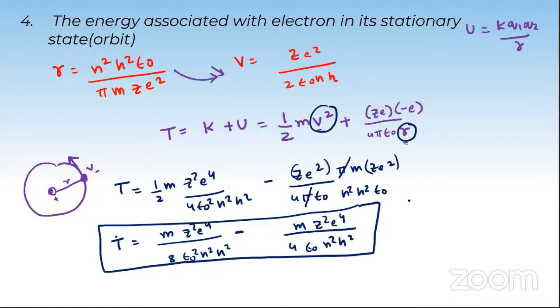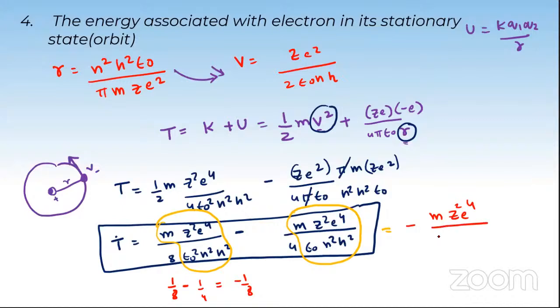This is the formula for total energy. But if you notice very closely, very slowly, many things here are constant. This whole term here is very similar to this term. There is no change. They are exactly the same. So I'll take this as constant and bring it outside the bracket. If I bring them outside the bracket, I'll be left with 1 by 8 minus, here, 1 by 4. What is 1 by 8 minus 1 by 4? It becomes minus 1 by 8. So the final answer of energy is minus m z square e to the power of 4 divided by 8 epsilon naught square n square h square.